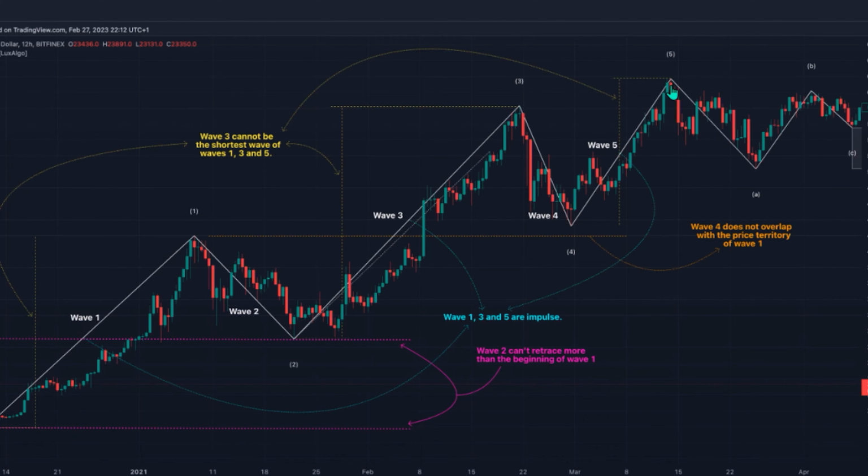Now, wave 5 is carved. Wave 5 proceeded upward above the high of wave 3. This is how to ride a bullish trend with the Elliott Wave LuxAlgo indicator. Now let's proceed to the reversal of a bullish trend into a bearish trend.